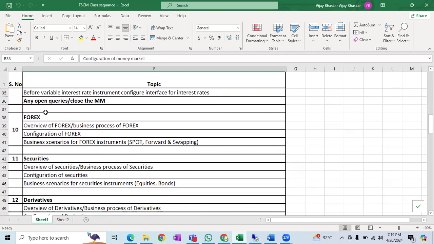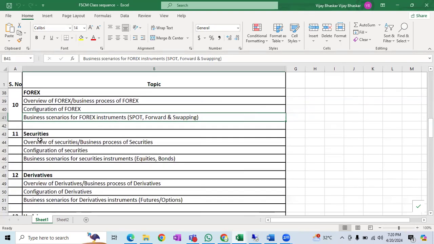Once this is completed, foreign exchange. In foreign exchange, basically I am going to cover spot transaction, forward transaction, and swapping. These are the important instruments which are available in Forex.